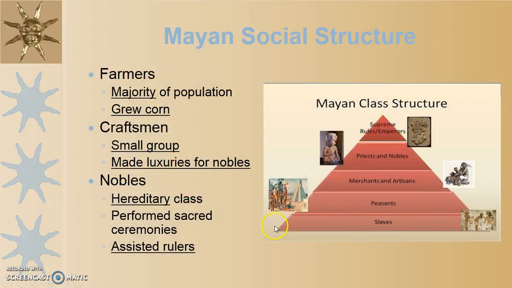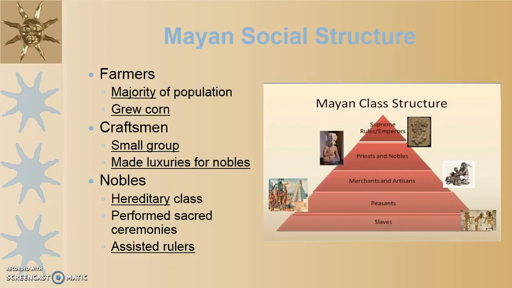So here's a pyramid of the Mayan social structure. At the top you have your rulers or emperors. The priests and nobility follow them. The merchants and artisans hold a special class here, and then you have peasants beneath them and the slave class at the bottom. The majority of the people in Mayan society were farmers.